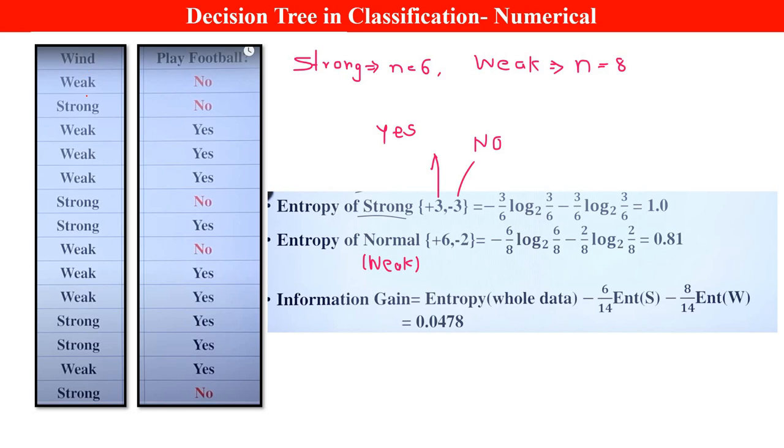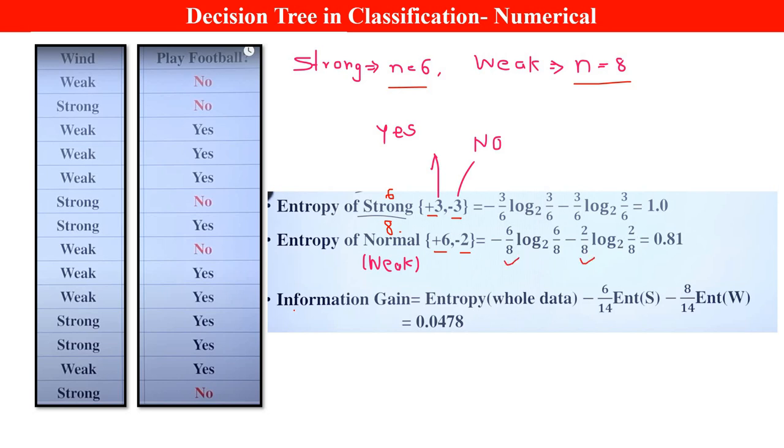Similarly, for the wind, we have strong and weak wind. Strong is coming 6 times and weak is coming 8 times. In strong, 3 yes are there, so the probability of yes is 3 by 6, and 3 no's are there, so the probability of no is 3 by 6. So P1 and P2. In case of weak, the yes are 6 times, so P1 is 6 by 8, and the probability of no is 2 by 8.